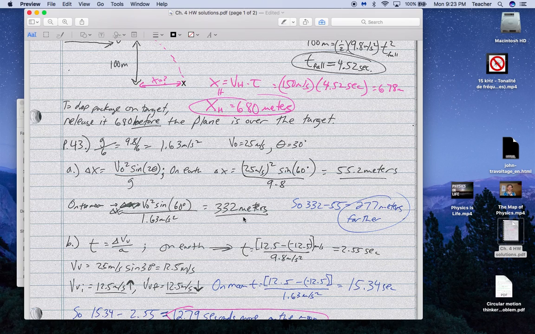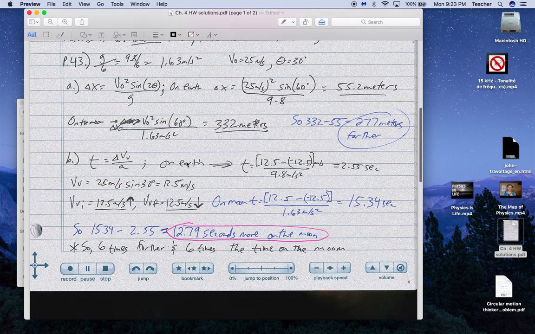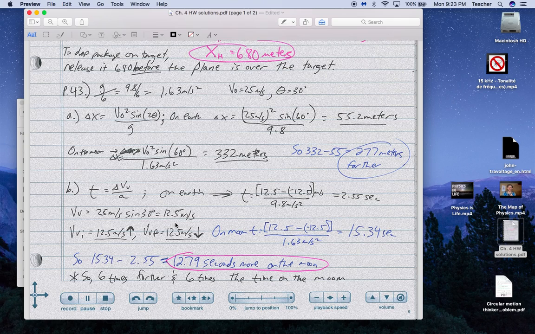So it's actually 6 times as long, since gravity is only 1/6 as much, and that's in the divisor. In this case, the time I can find by looking at the change in vertical velocity divided by a. If this is at a 30-degree angle and the initial velocity is 25 meters per second, that means the vertical component is 12.5 meters per second up, and then when it lands it's 12.5 meters per second down.